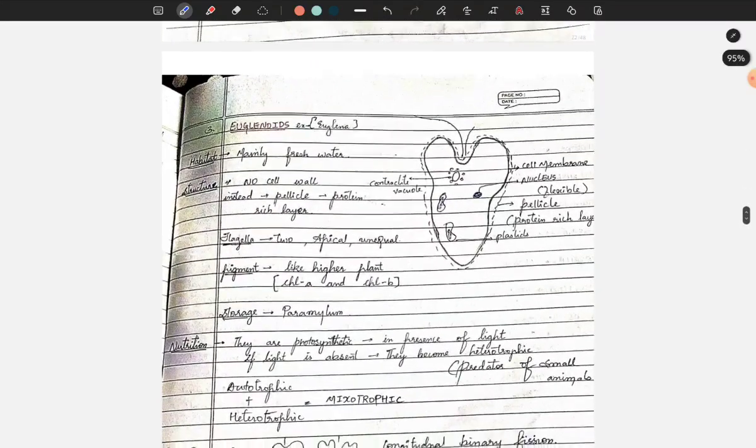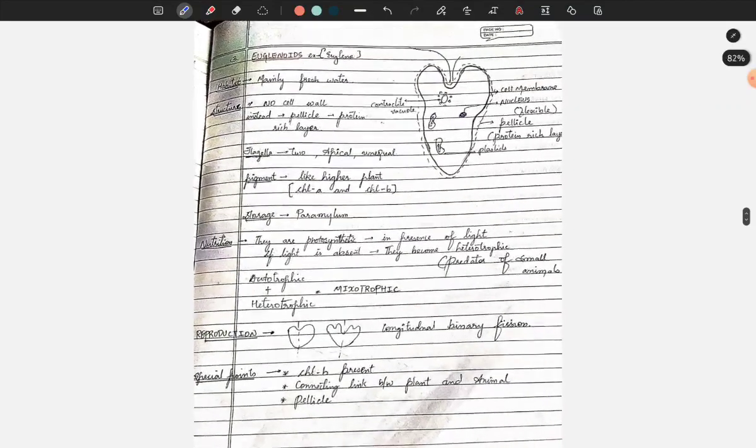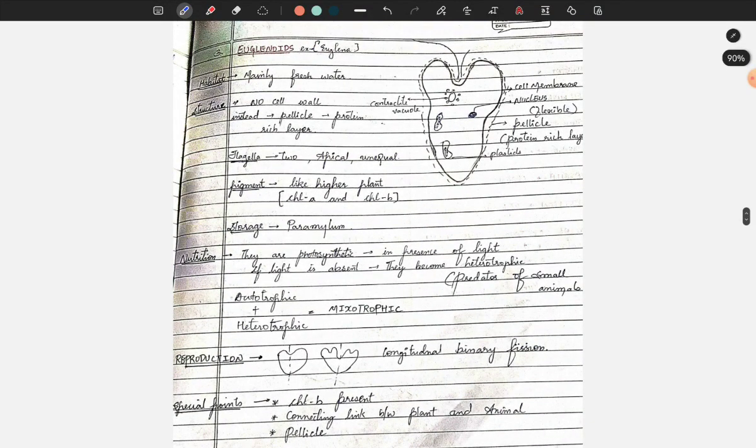Yes guys, now next, coming to euglenoids, the last group that comes under photosynthetic protista. Now coming to euglenoids, an example is Euglena. Habitat is mainly freshwater, guys. Structure: Euglena lacks a cell wall. Instead, it has a pellicle, which is a protein-rich layer. They might ask you a question with options asking which is the protein-rich layer, and you must mark pellicle. Those questions come very often.